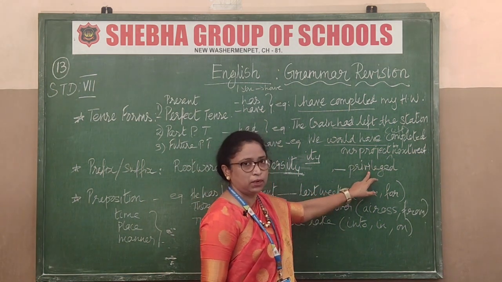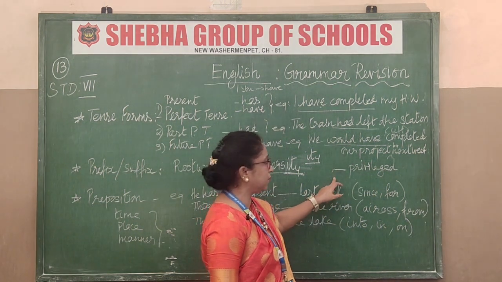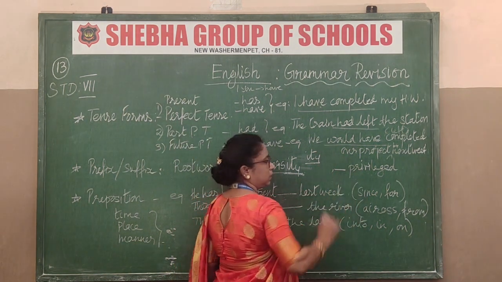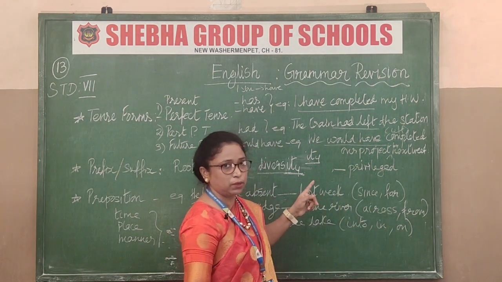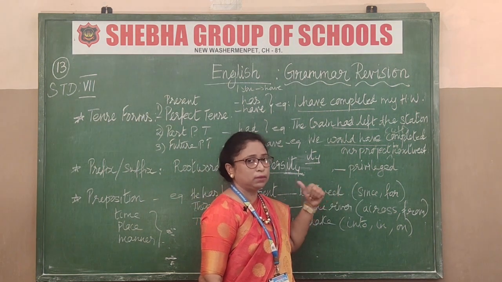Prefix means where will it be? This is the root word. Root word means the main word. In that you are going to apply the prefix. Prefix means where will it come? It will come before the word. Okay. Before the word, privileged is the word given to you. Everything is taken from your book only. Nothing from outside. So privileged is the word given to you.